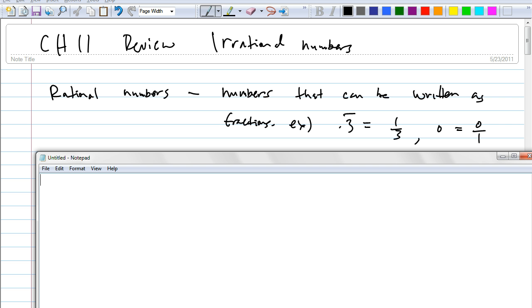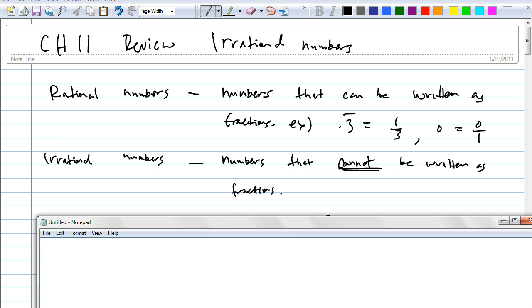What are then irrational numbers? Numbers that can't be written. Exactly. The numbers that you cannot write as a fraction are the irrational numbers. So how many irrational numbers do you know of? Can somebody give me some examples of irrational? Pi would be one of them, because its decimal goes on forever without repeating. The square root of 2, also a number whose decimal goes on without repeating.